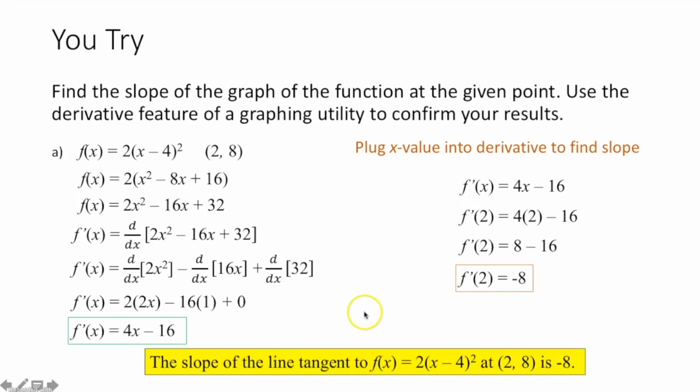That means that the slope of the line tangent to f of x at (2, 8) is negative 8. The slope of the line that is tangent to the curve, or the slope of the graph at that particular point of this function, is equal to negative 8.